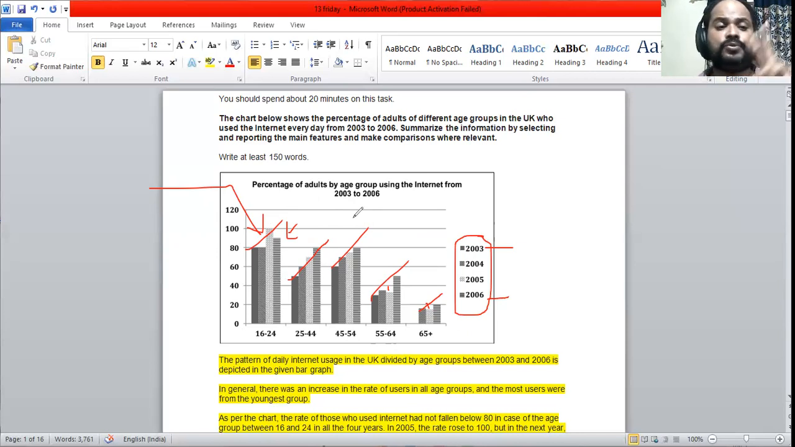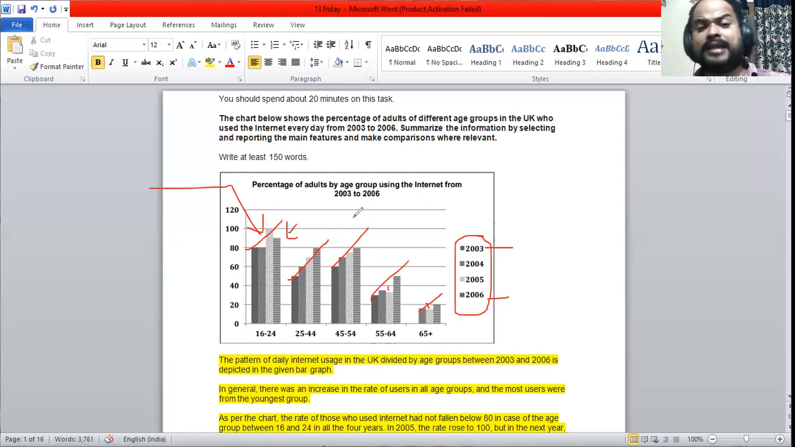We have two stories here. The first story is in general it was increasing. The second story is that the youngest used it the most. So this is the overall picture we can extract from the chart. When you have framed the overall picture, then it is your duty to explain it in the body paragraphs.